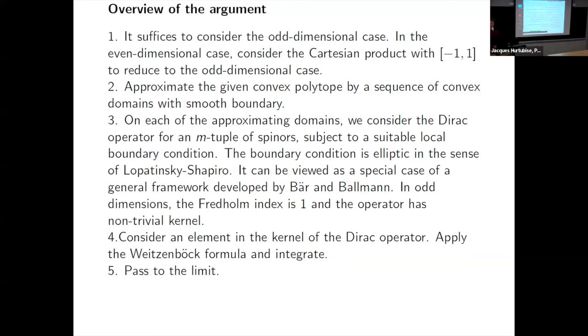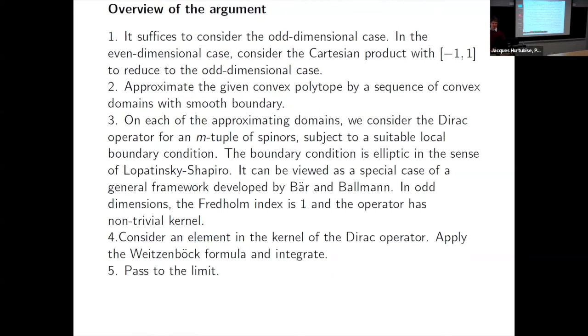Because in the end, we really want to solve an equation on the singular space, on the polytope, and the approximating domains are just a tool that helps us solve that problem. So that's why in the end, we want to pass to the limit. Okay, so let me go into more detail.